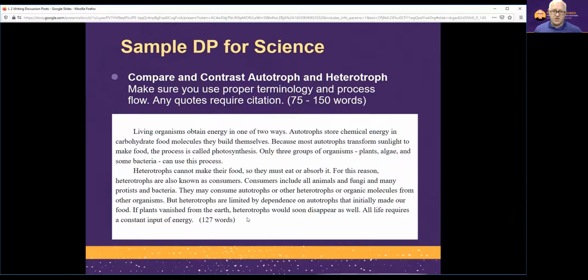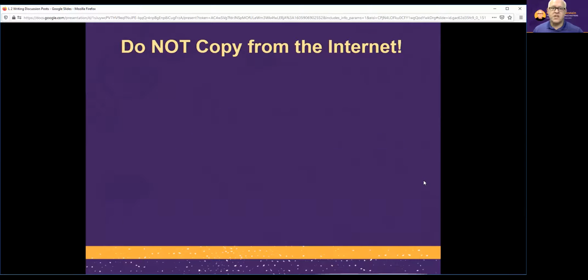Now, that's 127 words. It's more than the minimum, less than the maximum. It has paragraphs. And it's pretty good. And in fact, it is pretty good. Let's see how good. Do not copy from the internet.